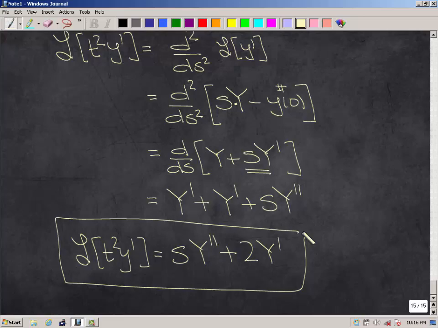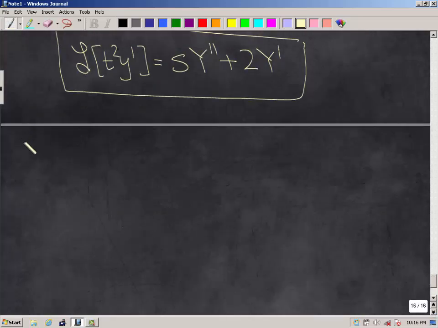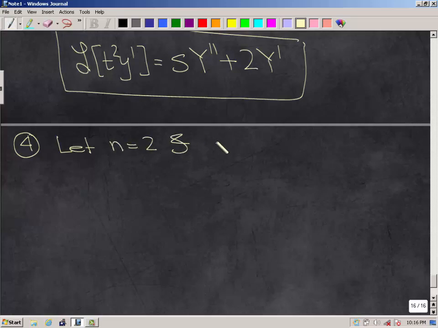And the last one, I think I'm going to give it to you guys for homework. If I were to ask you to do this on the test or something, you should absolutely know how to do that. We're going to let n is equal to 2 and f of t is equal to y double prime. If you went through the same steps like I did for 1, 2, and 3 a minute ago, you'll end up with this.